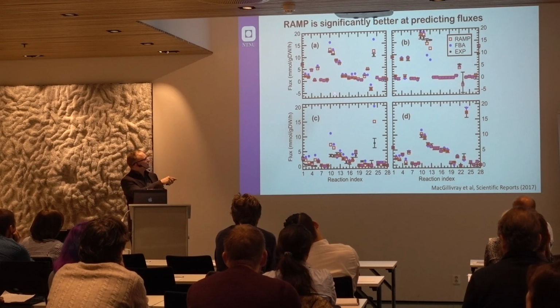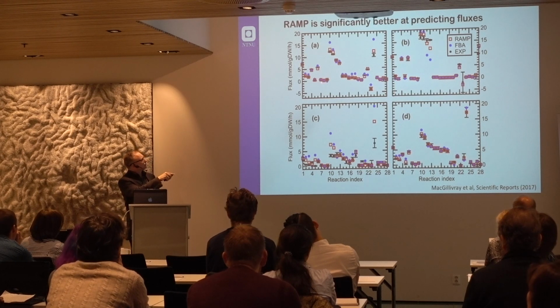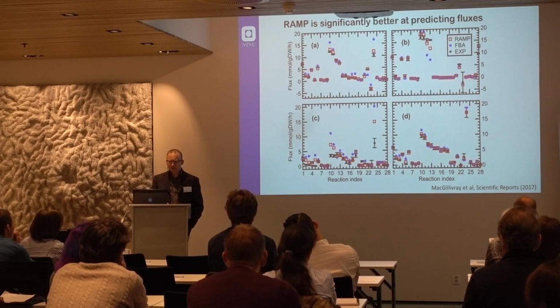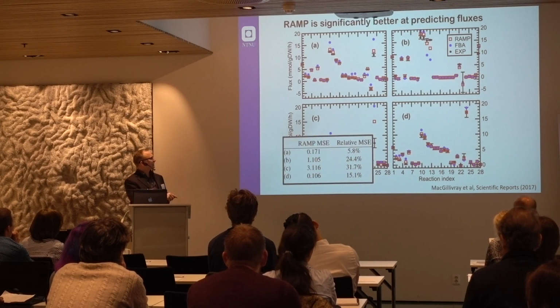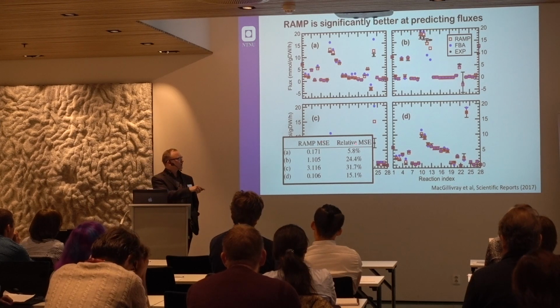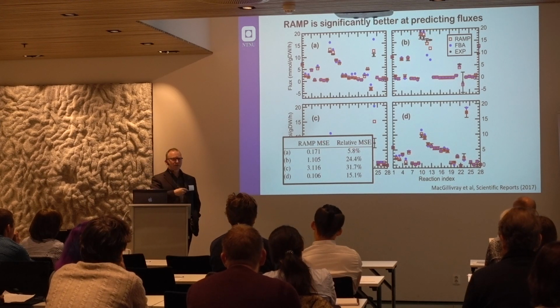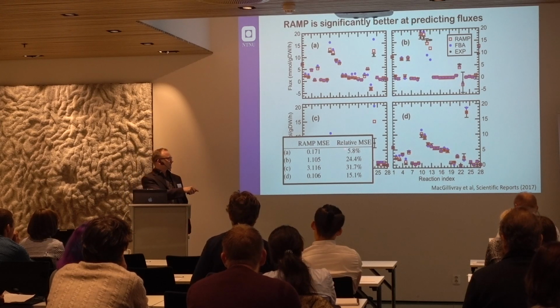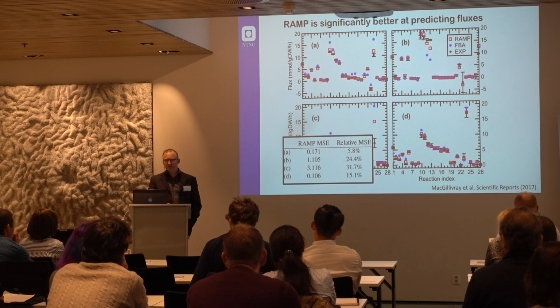And we see that RAMP is able to track the experimental points much more closely. In fact, when we quantify it, the mean square error is quite small, except a little bit bigger in this case. And when we do the relative mean square error, comparing it to the best FBA prediction, we see that this is pretty darn good.